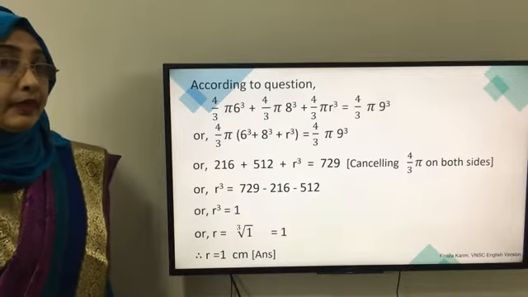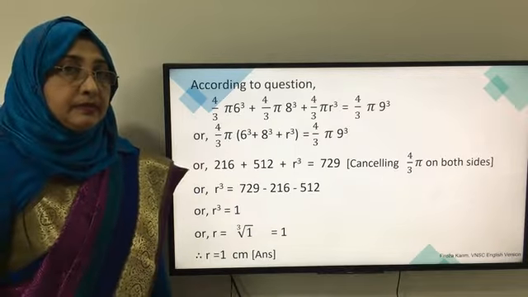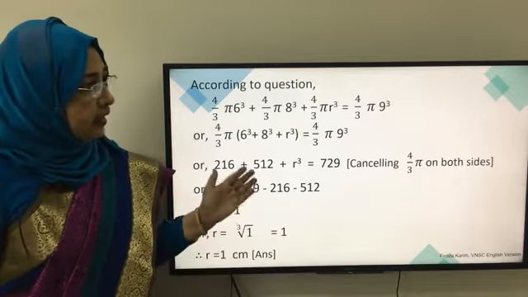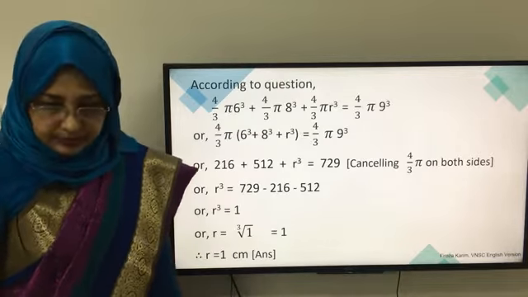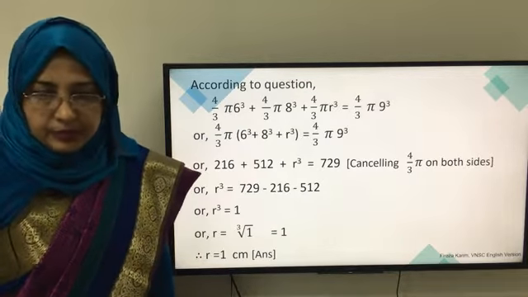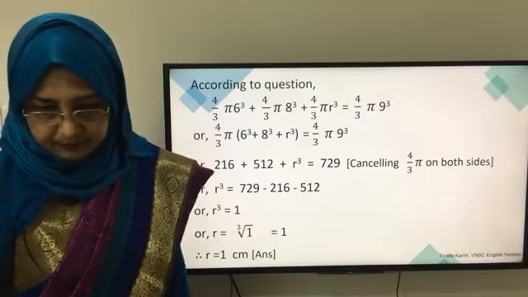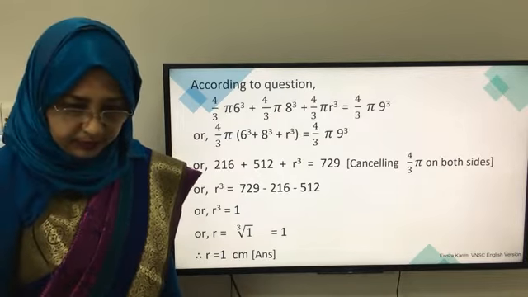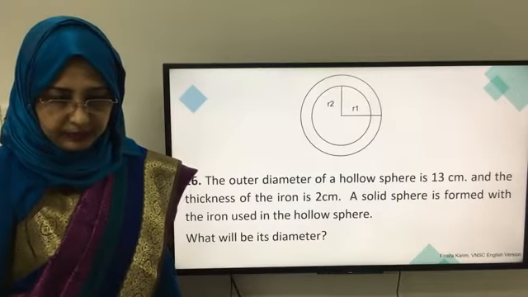So here we applied the concept of volume. Okay, and I think you can do it, girls. Okay, let's go for the next problem. Have you done? You have to do it with me, okay? You have to complete with me.